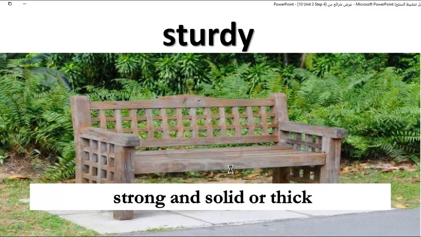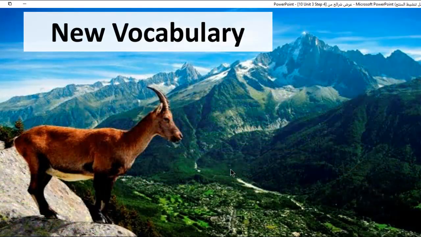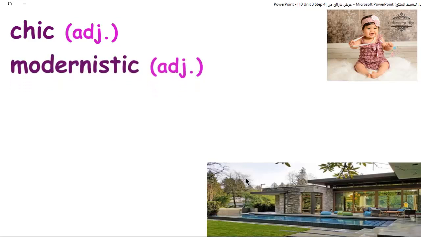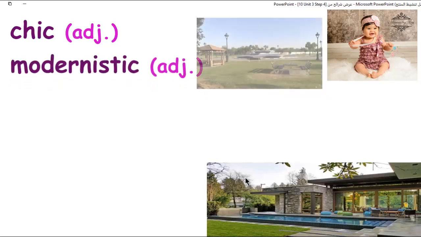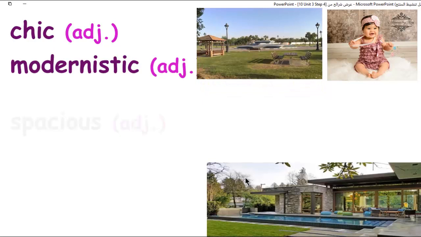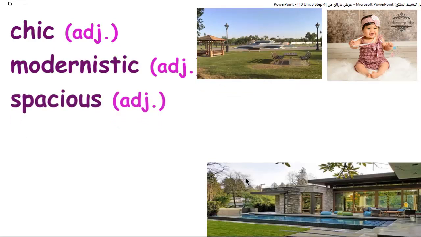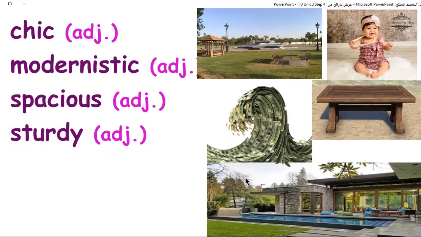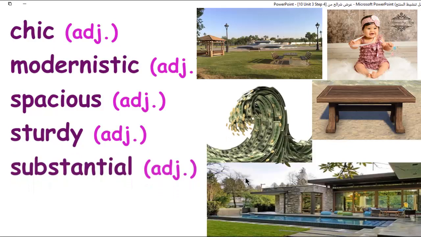It is very sturdy. Our new vocabulary in this lesson are, look at the picture, excellent, chic. The next picture, excellent, modernistic. The next, excellent, spacious. The next, excellent, sturdy. And the last one is excellent, substantial.